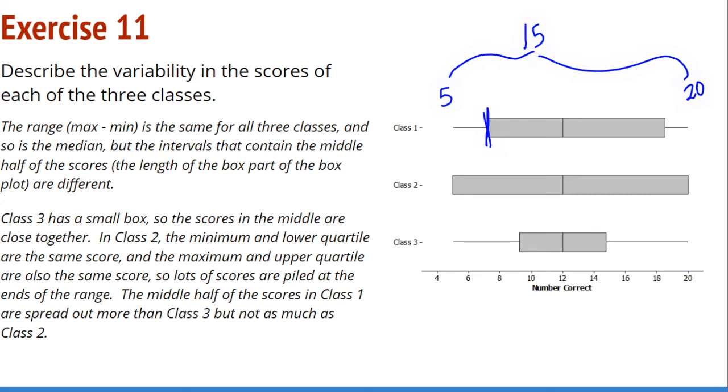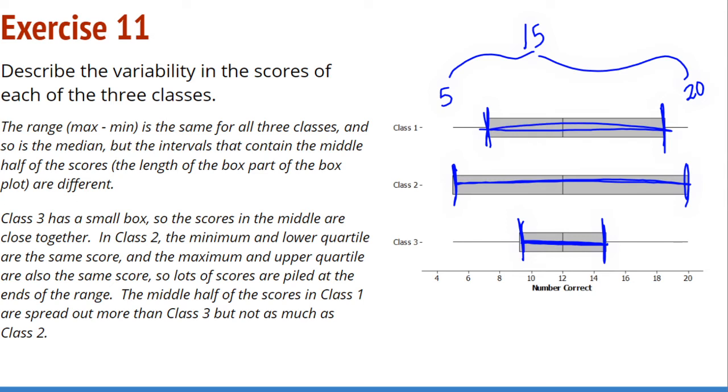The big difference that we see is in the middle section. Looking at the middle 50%, the middle half, as it were. Class 2 is very spread out across the middle section. Class 3 has a very small distribution across the middle, and of course Class 1 is kind of in between. Class 3 has a small box, so the scores in the middle are close together.